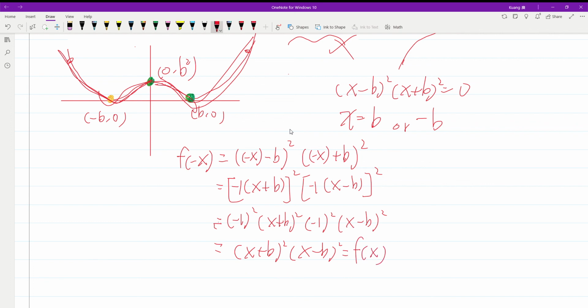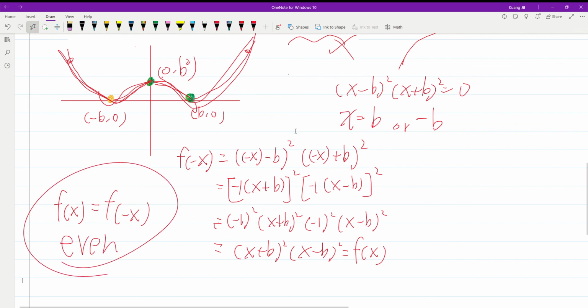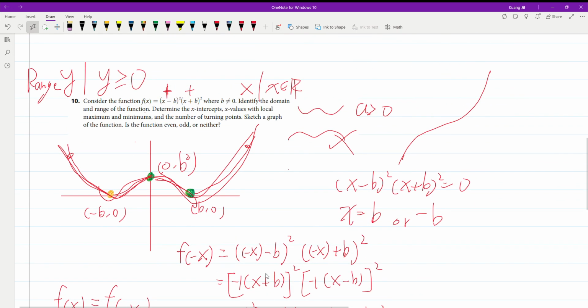So the definition of an even function is that f(-x) equals f(x). If this equals this, then we call it an even function. So this is an even function. From the equation, we know it is an even function. From the graph, it's symmetric to the y-axis, still an even function. So that would be even.